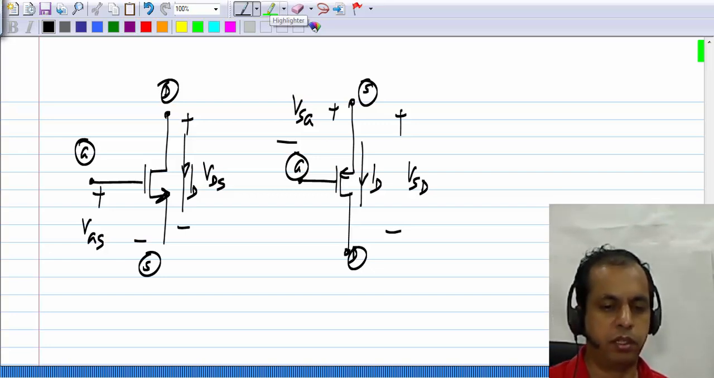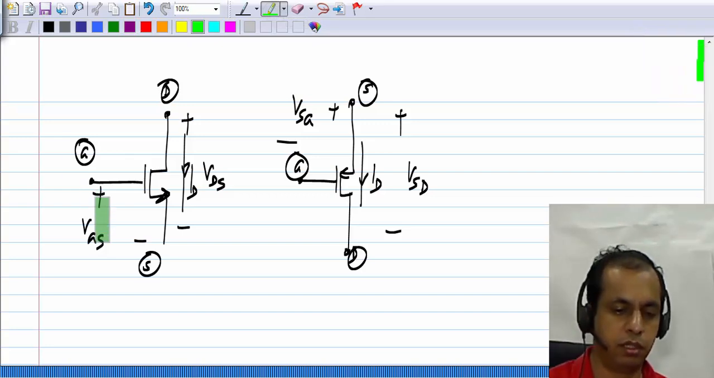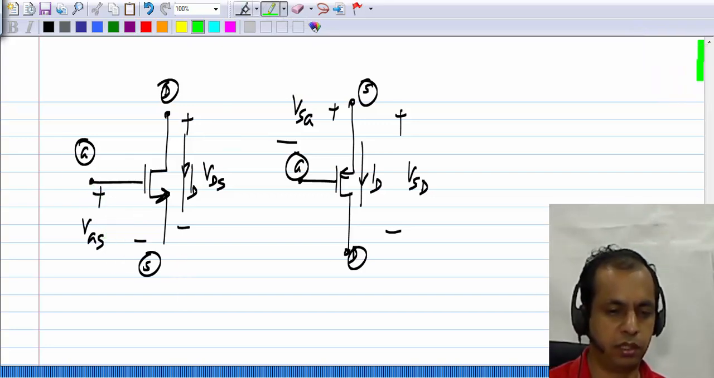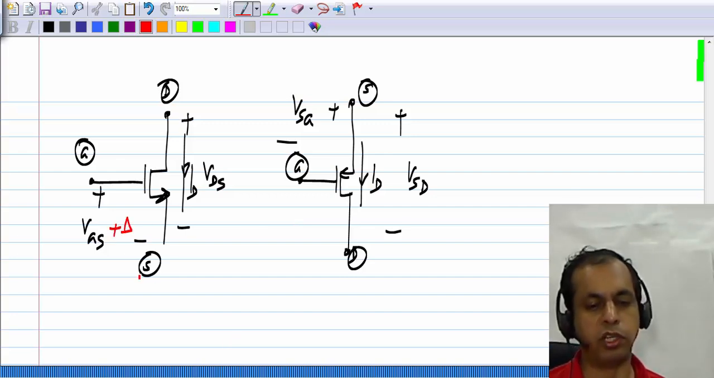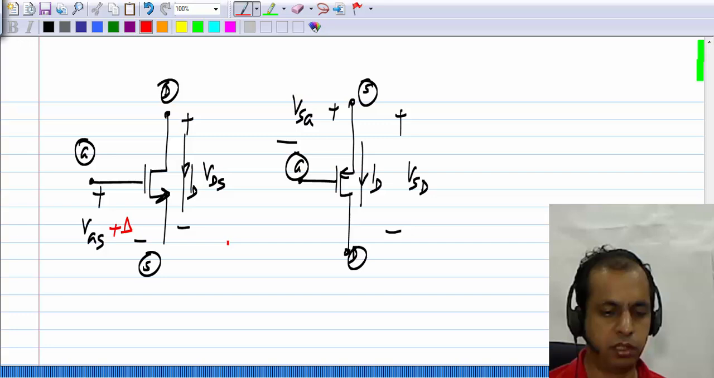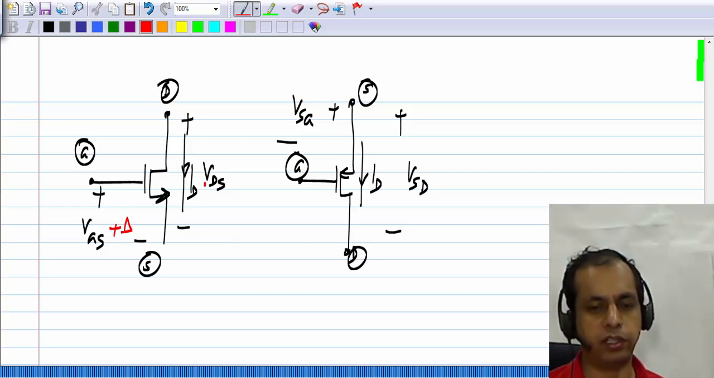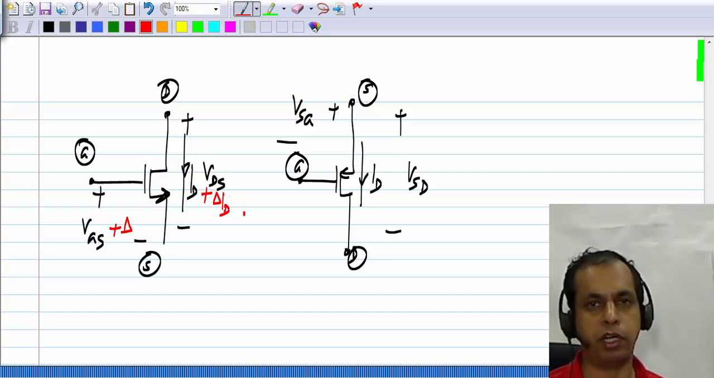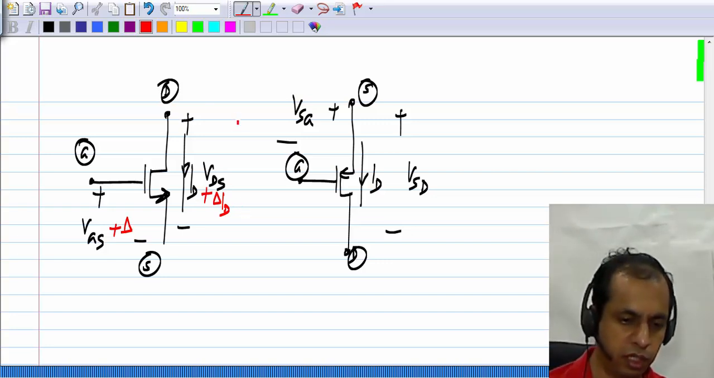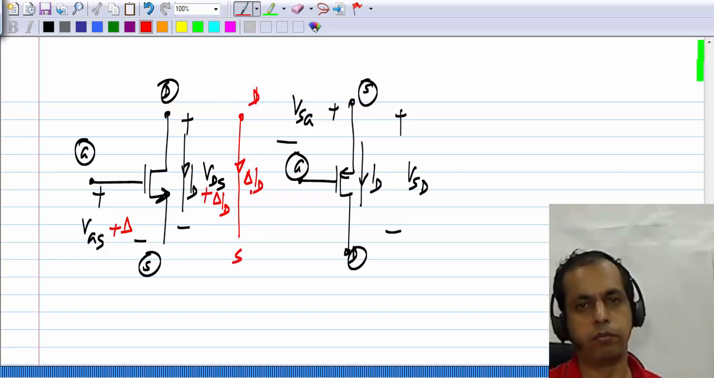Now let me just illustrate this by considering an increment in this voltage VGS. So let's say I have a positive increment in VGS. So this means that ID increases. So there is a positive increment delta ID, that is a positive increment delta ID flowing from drain to source.